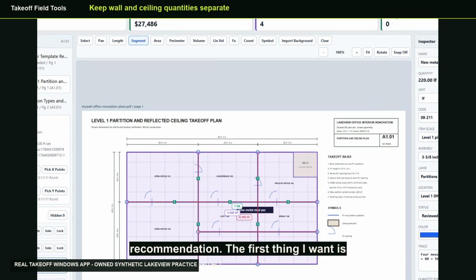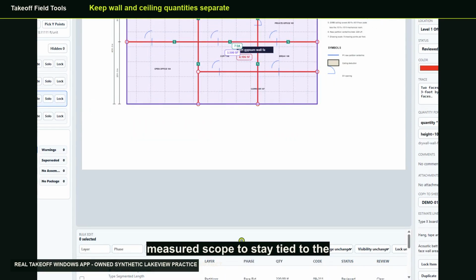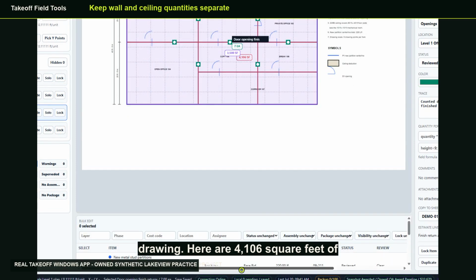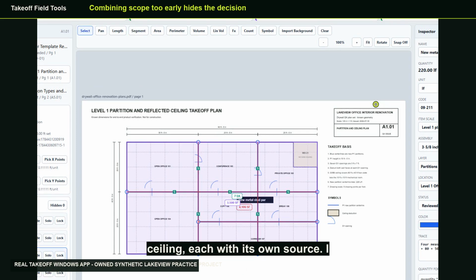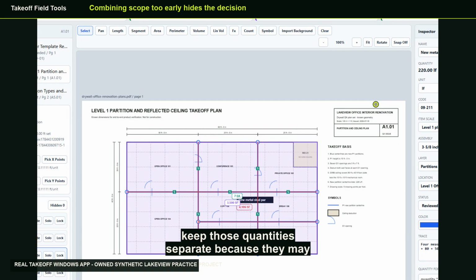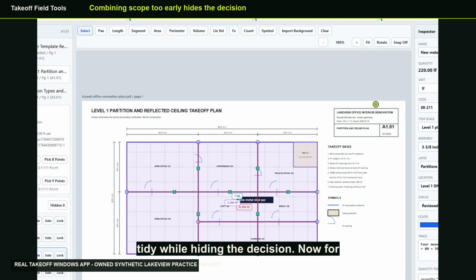The first thing I want is not a sheet count. I want the measured scope to stay tied to the drawing. Here are 4,106 square feet of wall faces and 3,500 square feet of ceiling, each with its own source. I keep those quantities separate because they may not use the same board, installation method, waste allowance, or labor production. Combining them too early can make the total look tidy while hiding the decision.